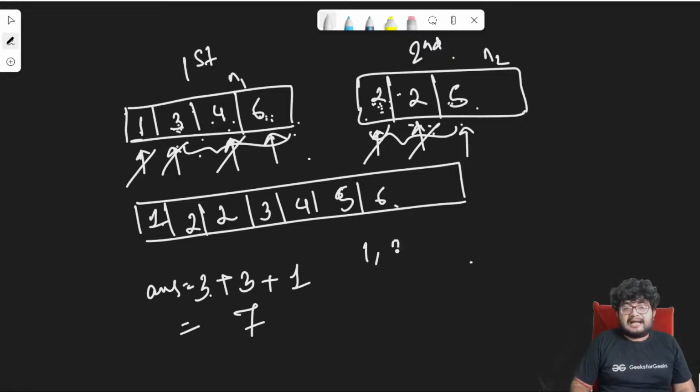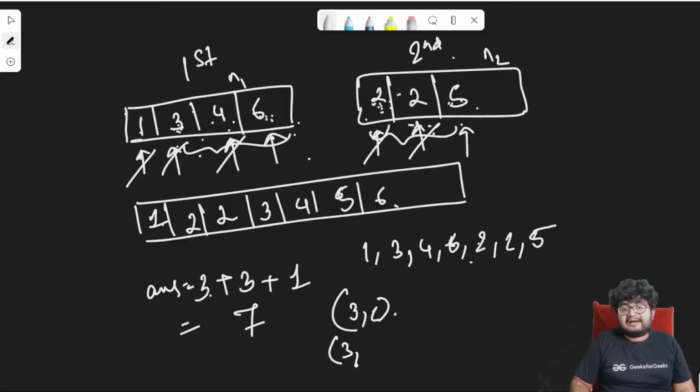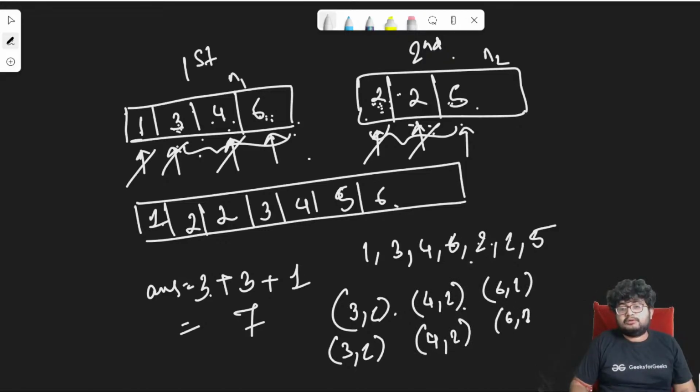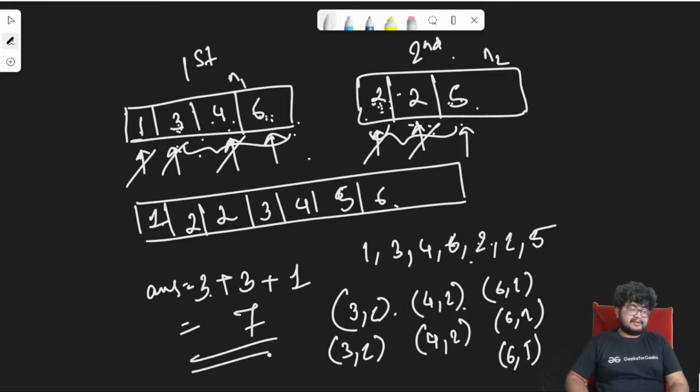Let's see that. So 1, 3, 4, 6, 2, 2, 5. See the inversion. 3, 2, this 3 and this 2. Again we have another 3, 2, this 3 and this 2. That is the inversion. 4, 2 and 4, 2 again. 6, 2, 6, 2, 6, 5. See, there are 7 inversions in total, and we got 7. Right? So we will do that at every step, and eventually we'll find out the total number of inversions.